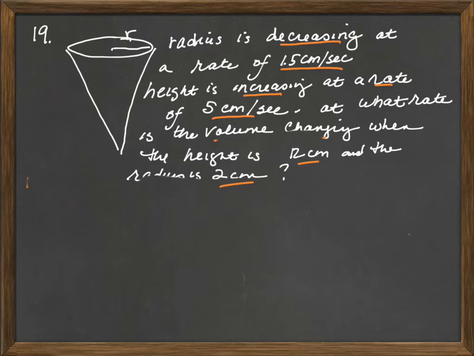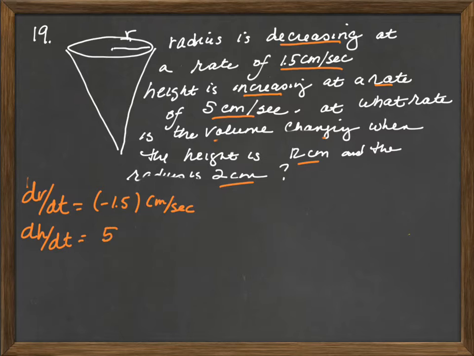So we're going to use a little calculus for that. Let's write out what we know. We know that we have the radius and it's decreasing, so dr/dt is equal to negative 1.5, and because it's decreasing, you've got to remember that. Negative 1.5 centimeters per second. Height is increasing, so it's positive. dh/dt is equal to 5 centimeters per second.